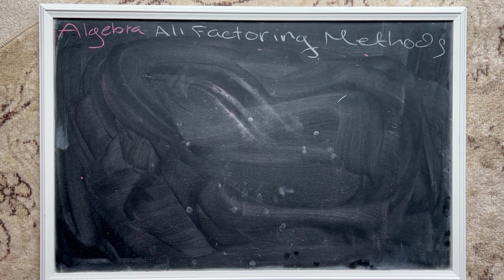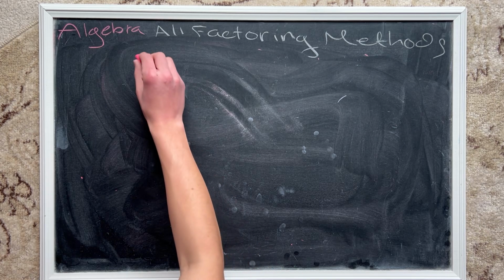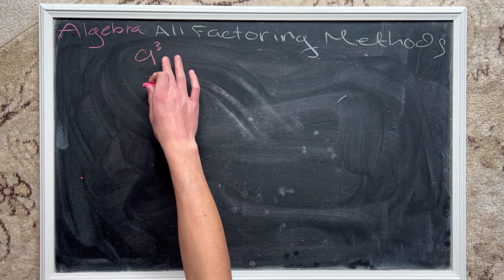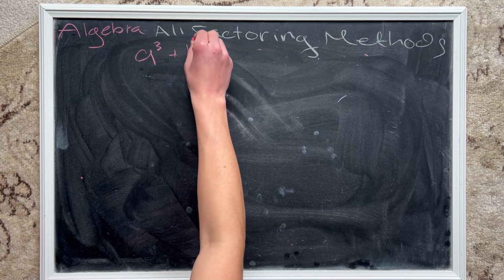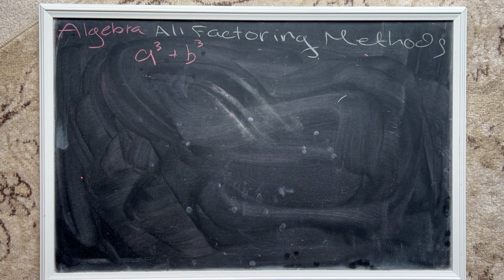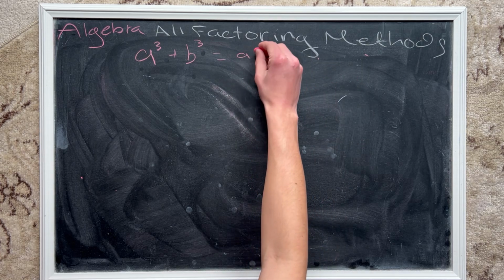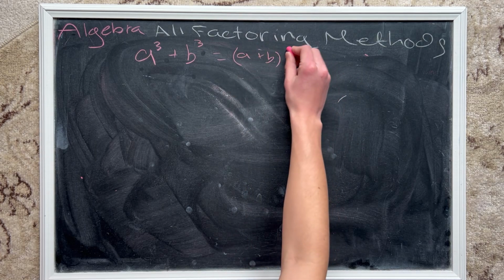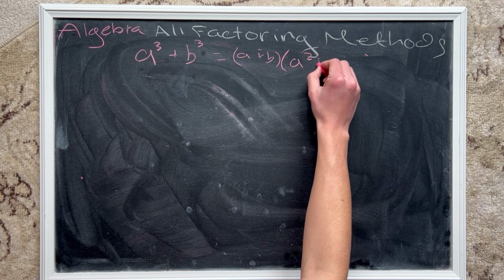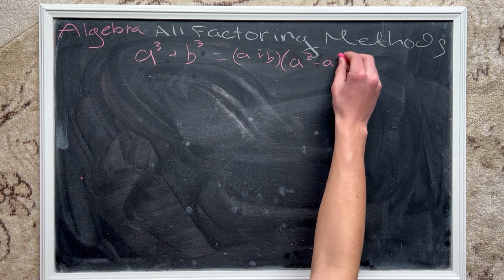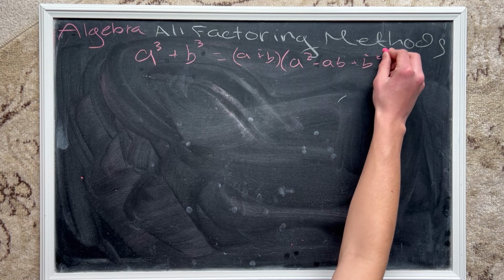The last factoring method I'll show you is the sum of cubes method. And it's also a formula, kind of like difference of squares or perfect square trinomial, and it's going to look something like this. a to the third power, which is a cube, plus b to the third power, which is also a cube, factored is equal to (a plus b) times (a squared minus ab plus b squared).